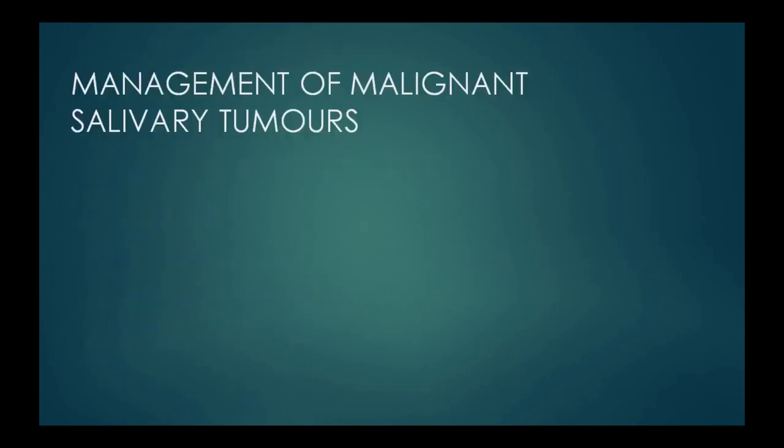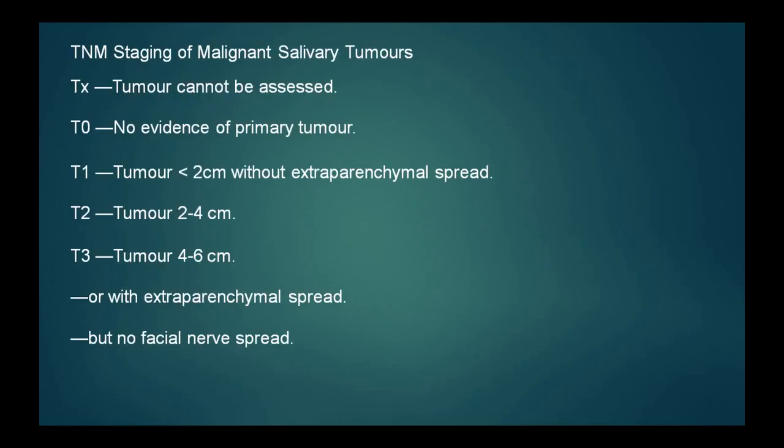Now coming to the management of malignant salivary tumors. Before coming to the management as such, we will see the staging of the malignant salivary tumors. TX: tumor cannot be assessed, and T0: there is no evidence of primary tumor. T1 is tumor less than 2 cm without extraparenchymal spread. T2 is tumor 2 to 4 cm in size.